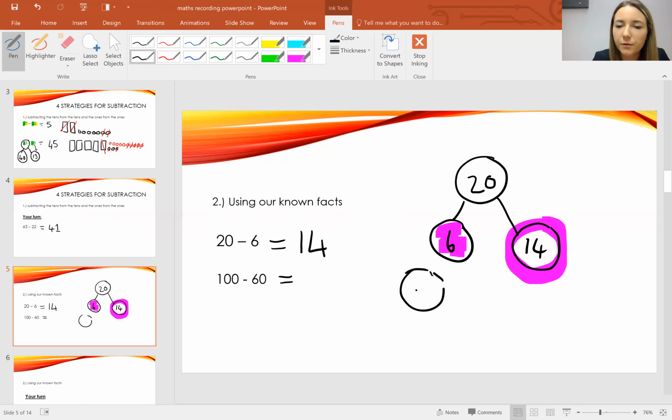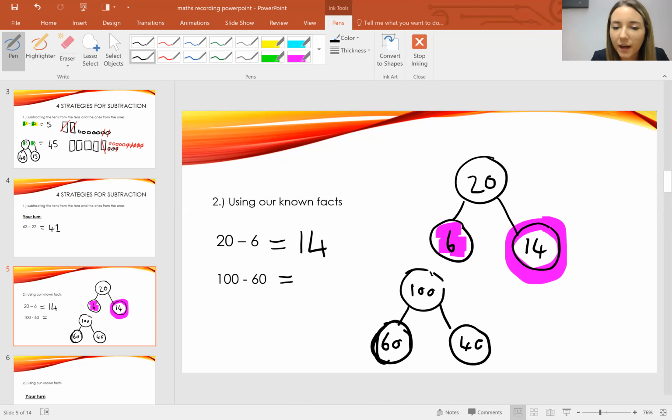Okay, and 100 take away 60. Again, our cherry models. What do we know about 60? What is its pair to make 100? Well done, it's 40. And we know that because we know 6 add 4 equals 10. So we know that 60 add 40 equals 100. So again, if we take one of those parts away from 100, then we're left with the other part. So the answer is 40.